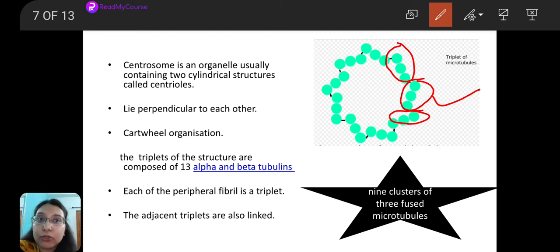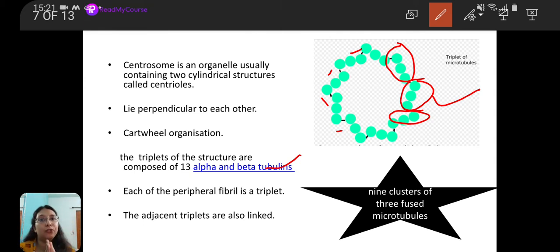Those triplets are composed of tubulin proteins, alpha and beta tubulin. We have known that, right? Now these adjacent triplets are again linked to one another. See these black bonds existing between the triplets? This is the link between the triplets. So in one word we can say that they are 9 clusters of 3 fused microtubules each. This is the basic structure of the cross section of a centriole, of what a centriole looks like when we cut it into a cross section, right?